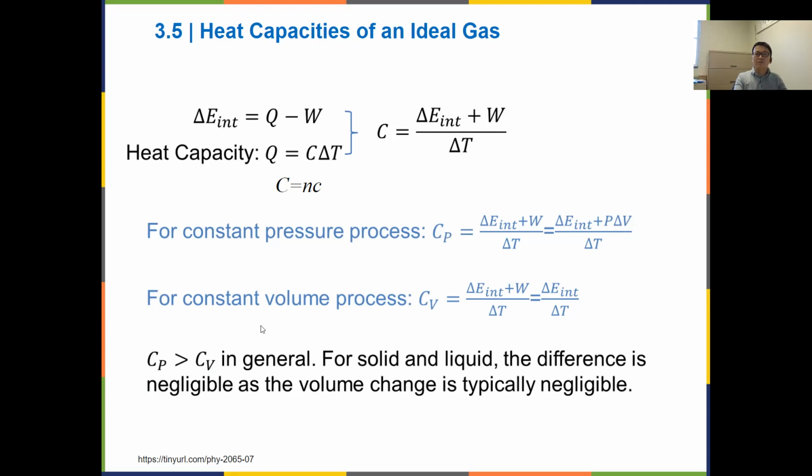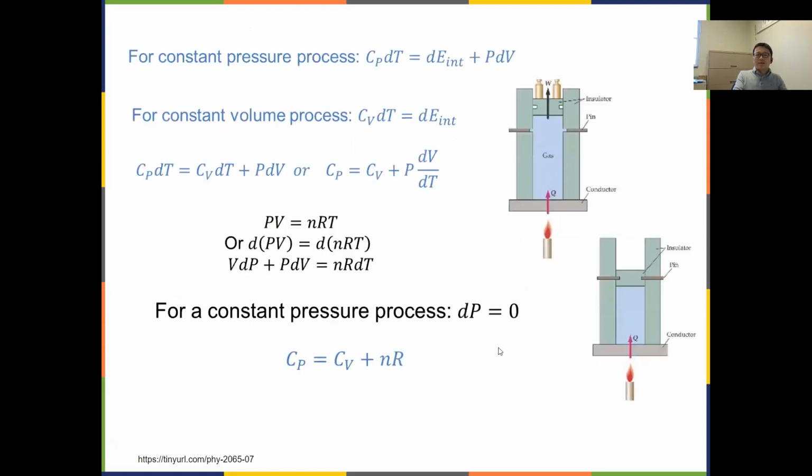So then Cp will be greater than Cv in general. Again, for solids and liquids, the difference is negligible because the volume change is negligible. So we do not distinguish between a constant volume or constant pressure process. Either way, the volume change is going to be negligible.